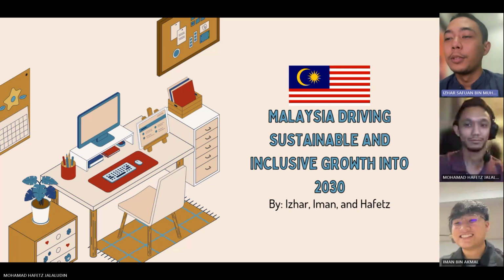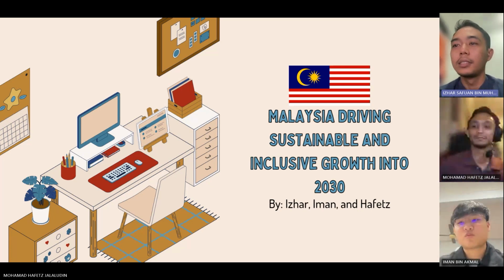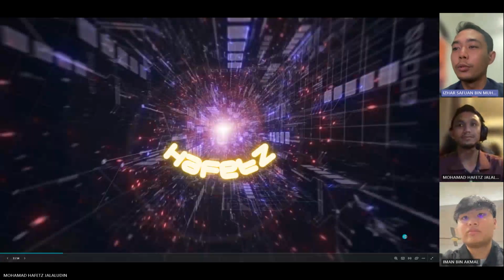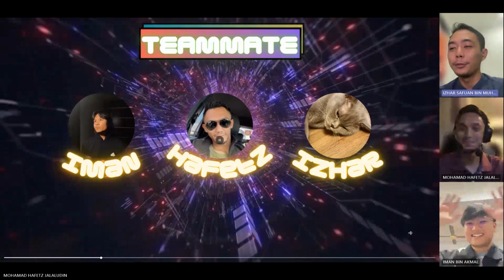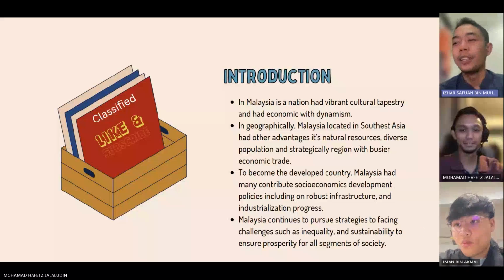So today I will be presenting about Malaysia: driving sustainable and inclusive growth into 2030. My name is Safwan. He is my friend Iman bin Akmal and Muhammad Hafiz. So we continue to do our introduction.